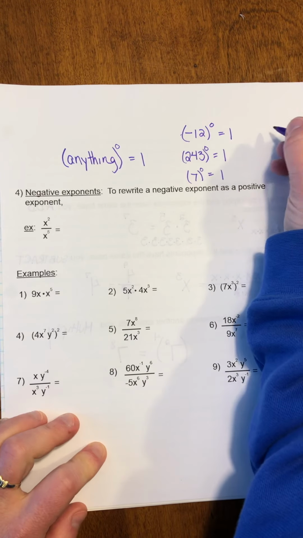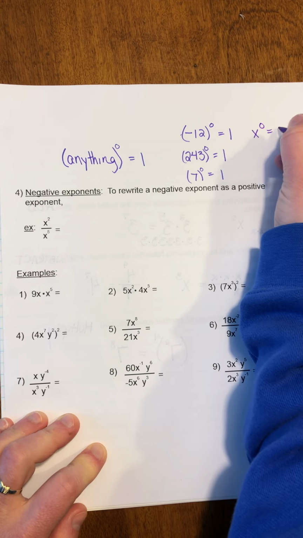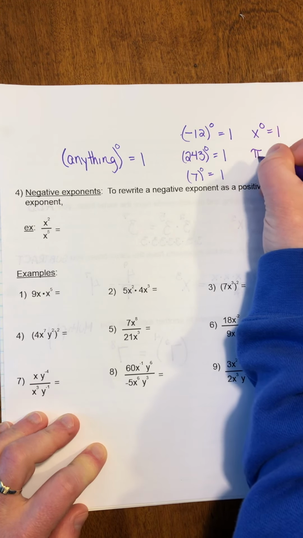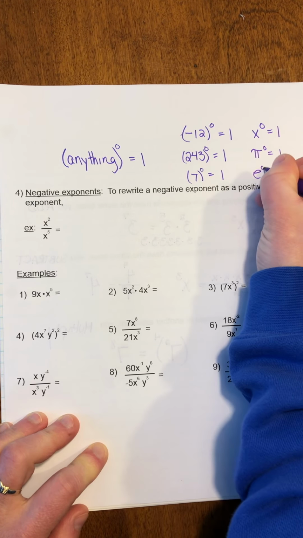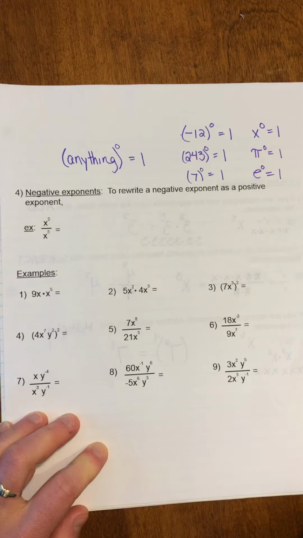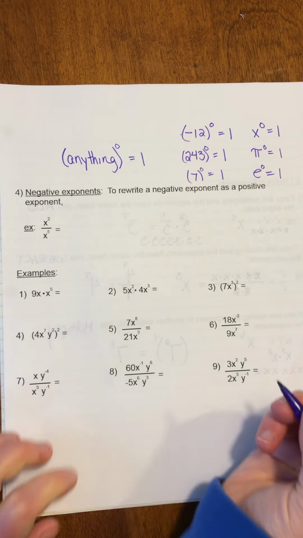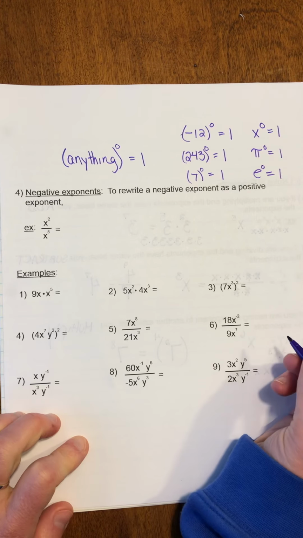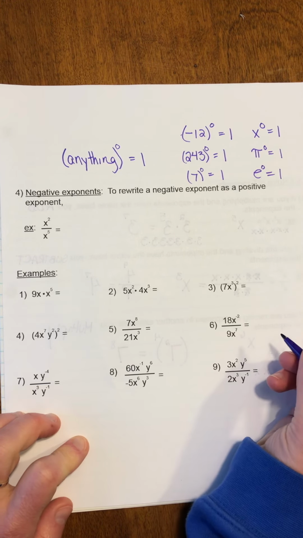Let's keep going with that and do some variables. X to the 0 power equals 1. Pi to the 0 power equals 1. E to the 0 power also equals 1. All right, these are things you might see in your math career, so I'm just introducing you to those now. All right, so negative exponents.